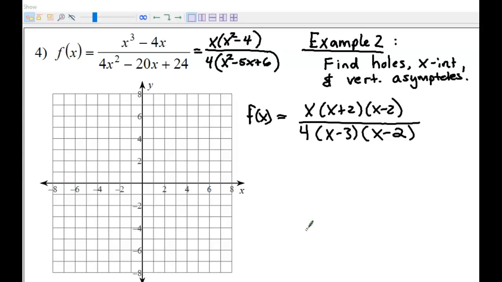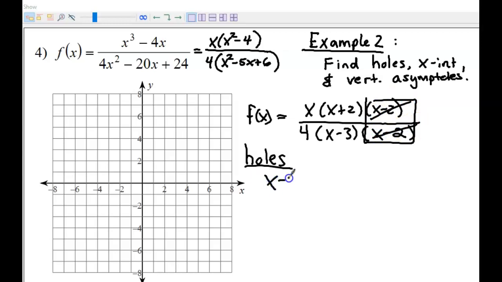Okay, so let's go ahead and start by looking for the holes first. That's a good place to start because if you do holes last, you might make a mistake. So it's good to start with the holes. Do you guys see where there may be a hole? There it is. That's a hole right there. So we're going to cross that off, right? Because we don't want that to be part of our function anymore.